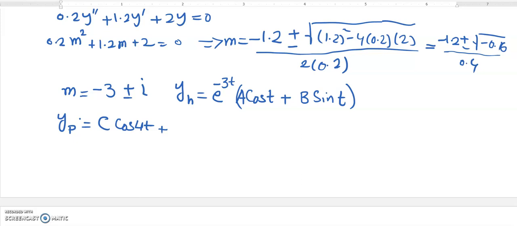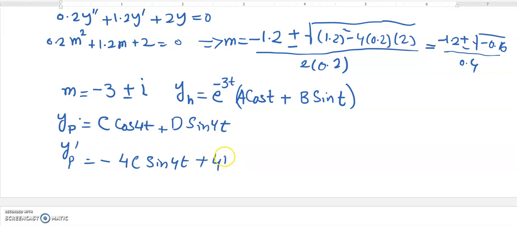So plus d sine of 4t. Now we can use the method of undetermined coefficients to find the solution. For the method of undetermined coefficients, I will take the derivative. It will be minus 4c sine of 4t plus 4d cosine of 4t.